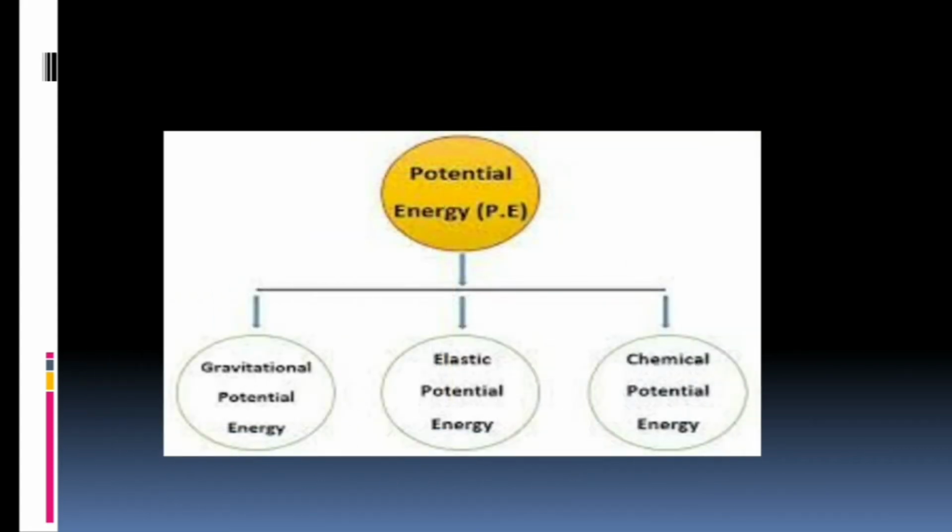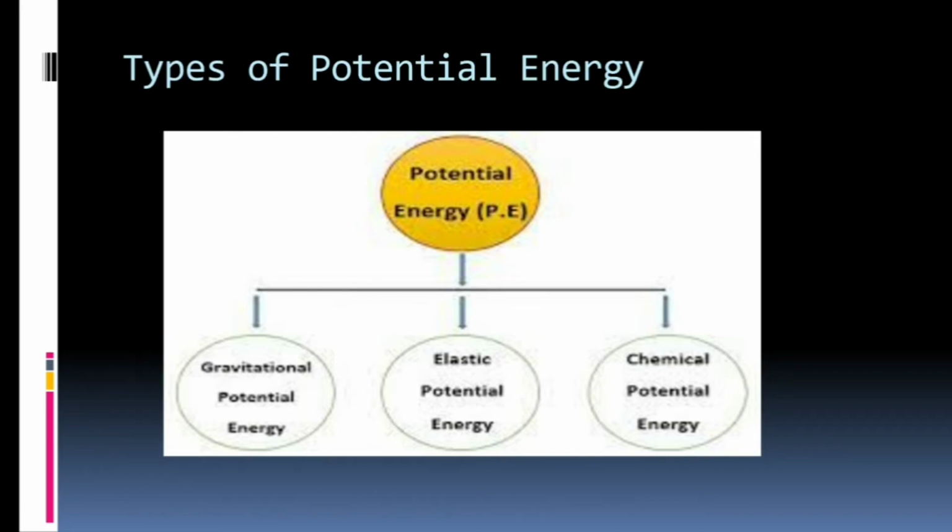Now we'll see what are the types of potential energy. Potential energy is actually of three types: gravitational potential energy, elastic potential energy, and chemical potential energy. Here we will learn in detail about gravitational potential and elastic potential. These are the types of potential energy.